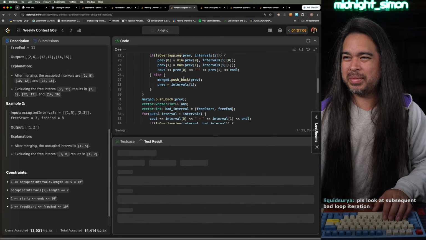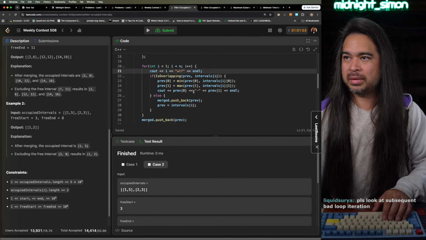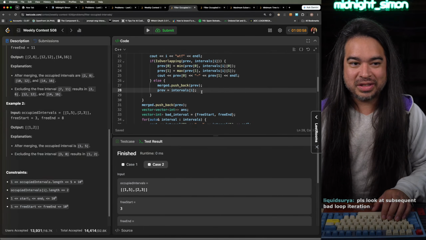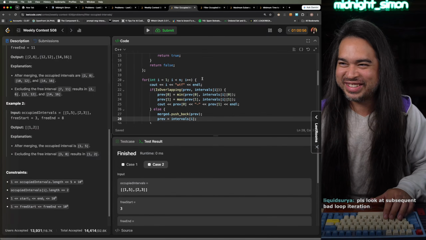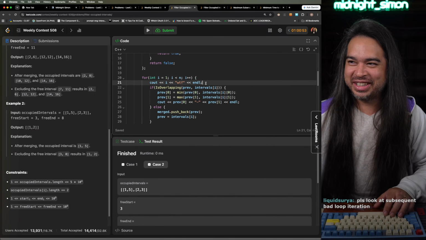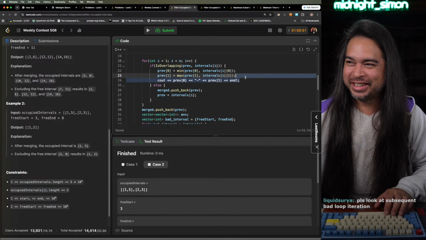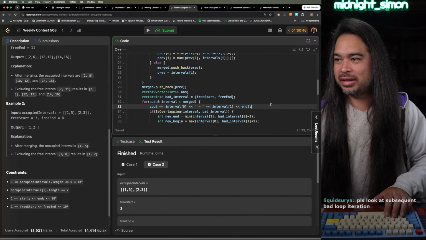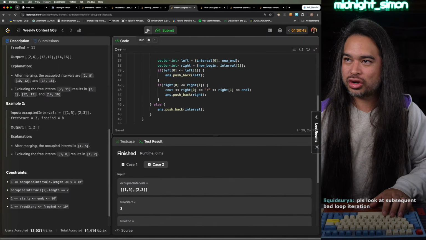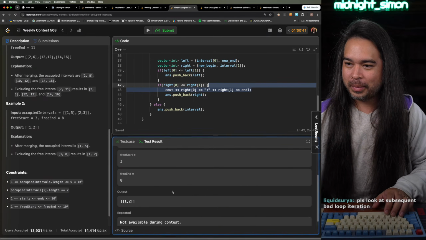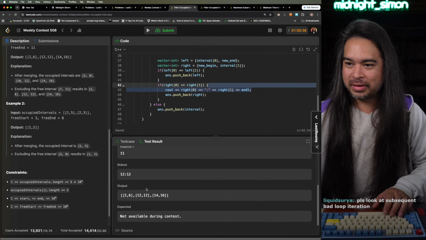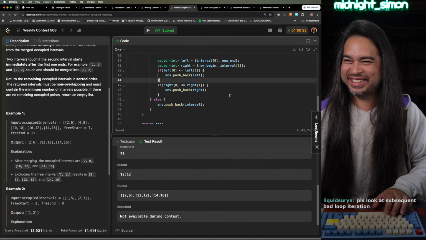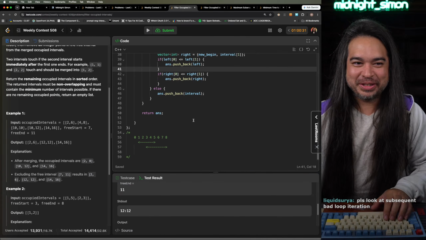What am I doing, man? Iteration is over intervals. Oh yeah, you're right. Sorry. Yo, this is crazy right now, man. Anyways. Alright, looks good to me. Should I just send it now?